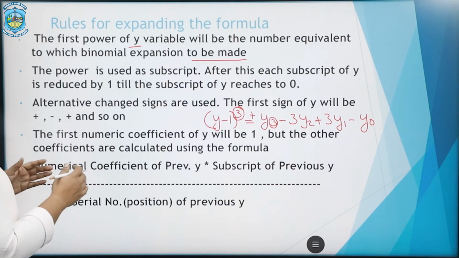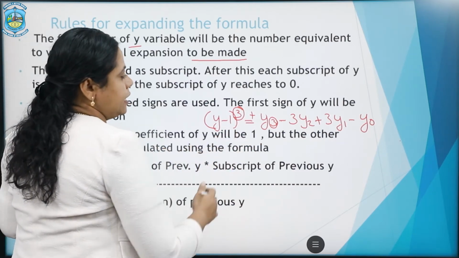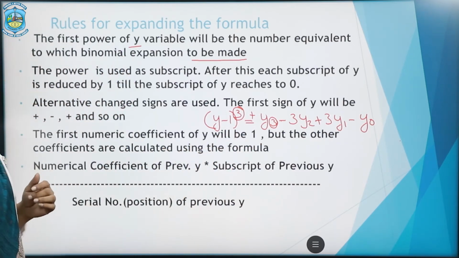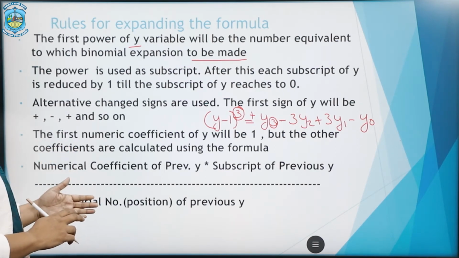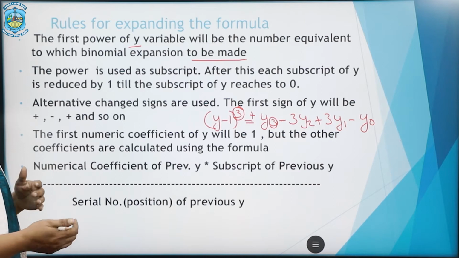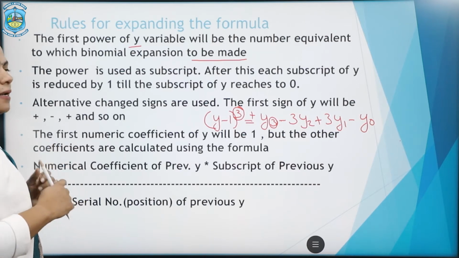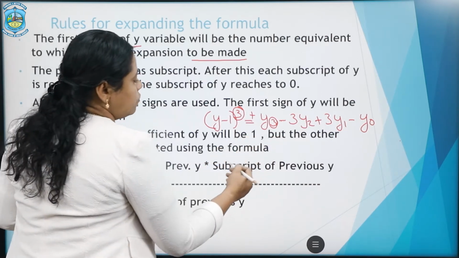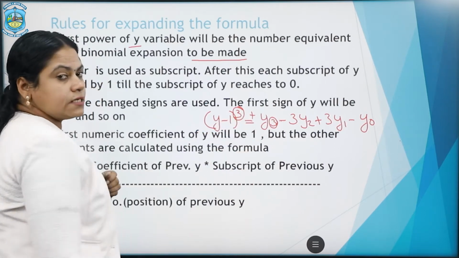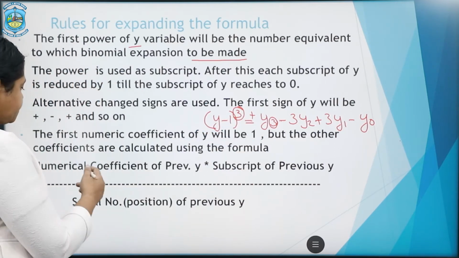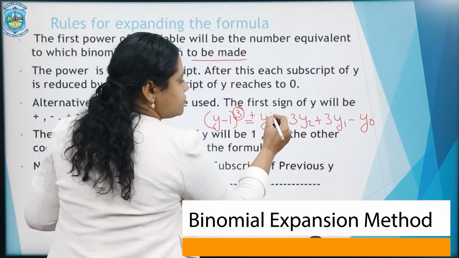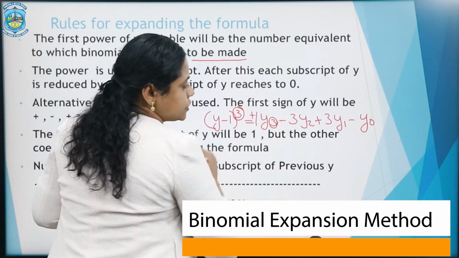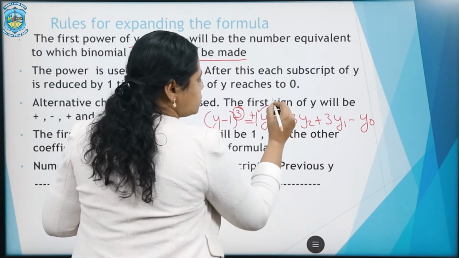The first numerical coefficient of y will be 1, but the other coefficients are calculated. There are two ways of calculating this. Either you can use this formula or there is Pascal's triangle to identify the numerical coefficients. Let's see how we can use this formula to generate these numerical coefficients. Numerical coefficient of previous y. The first one, I hope there is no confusion, is always 1.